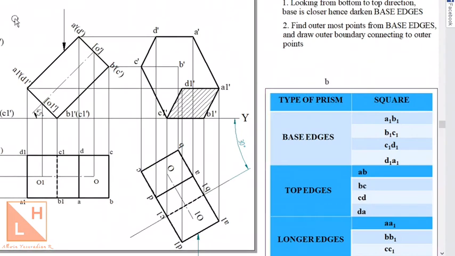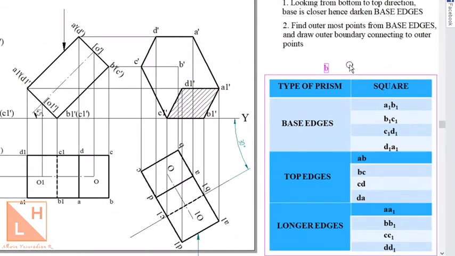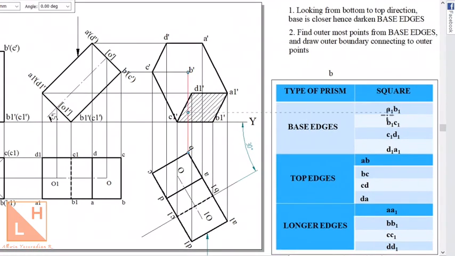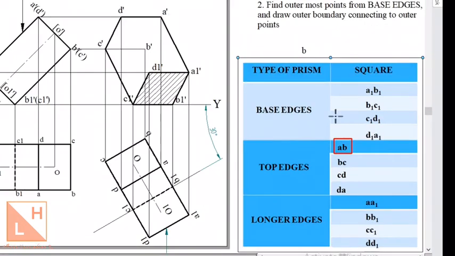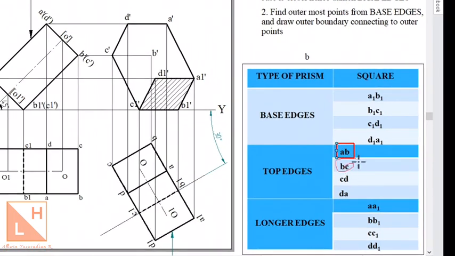So the edges emerging from B can be identified with the help of the table that we have here. A1, B1. So there is no B here. B1, C1, C1, D1, D1, A1, AB. Now AB contains the point B. So this is going to be a hidden edge. Next, BC. BC also contains the point B. So this is also another hidden edge.